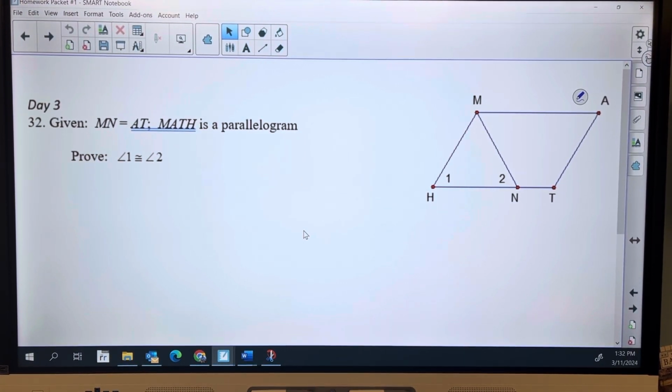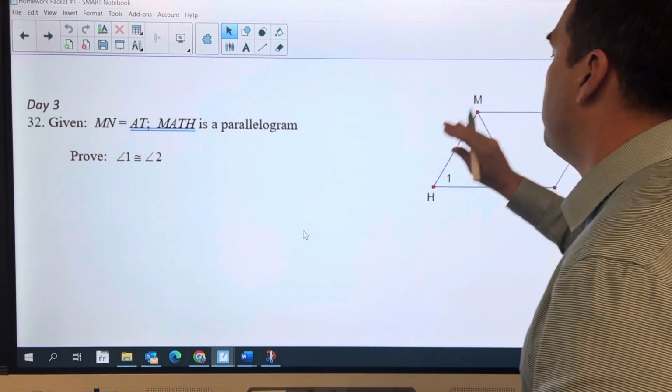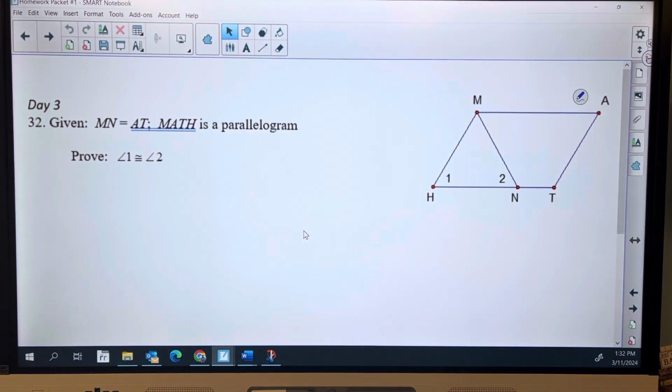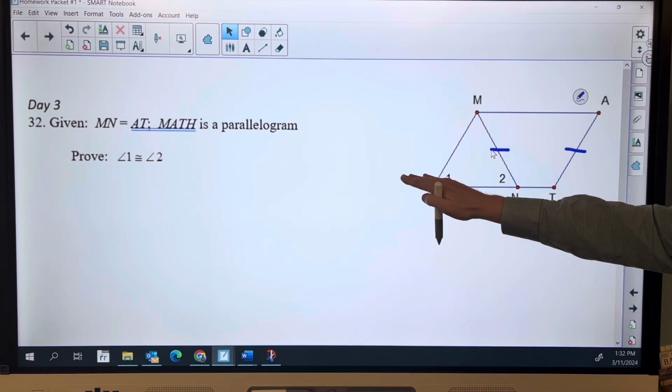All right, time for a proof. Gonna start by marking up the picture with a given and kind of coming up with a mental plan for how to do this proof. So MN is congruent to AT. Sorry. And then MATH is a parallelogram.